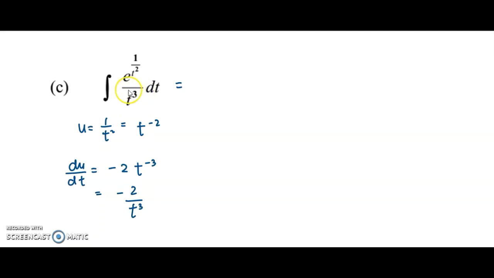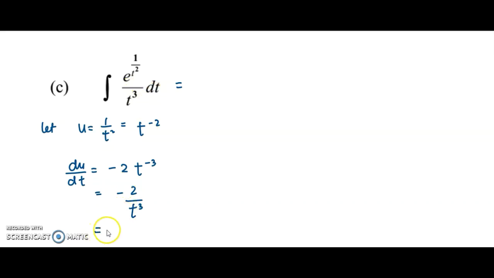So I see something over t cubed in my question. If you let u equal 1 over t squared, then later on the 1 over t cubed here gets a chance to be replaced in terms of du. It means that my choice of u is correct. So now I will find ways to replace the 1 over t cubed dt in terms of du.